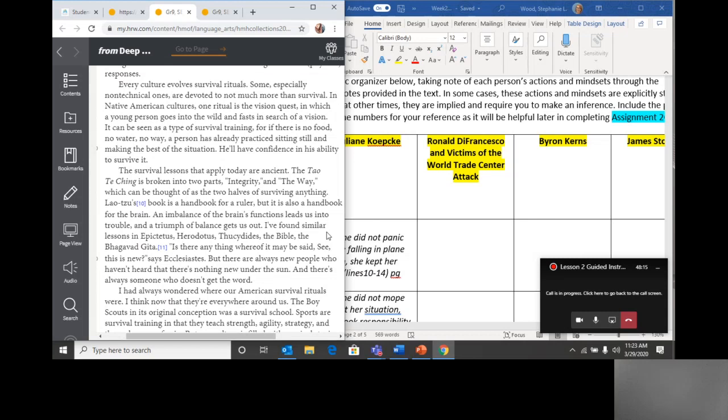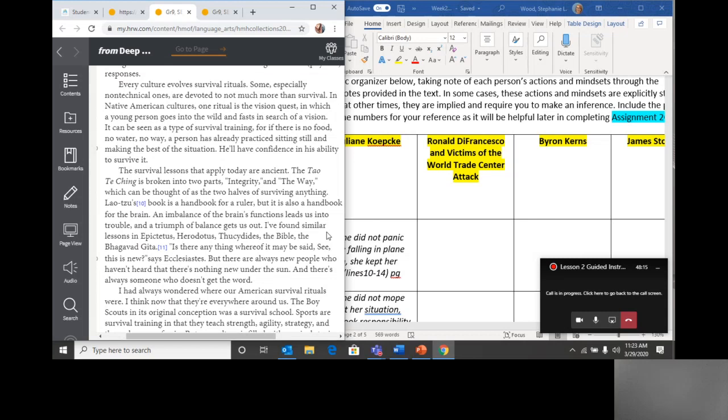I have always wondered where our American survival rituals were. I think now that they're everywhere around us. The Boy Scouts, in its original conception, was a survival school. Sports are survival training in that they teach strength, agility, strategy, and the endurance of pain. But our culture is filled with survival stories as well, just like the video you watched in the beginning. Cool is the ultimate American conception of the survival model. James Stockdale, so this is our last guy, so we want to pay attention to the actions and mindset he has to stay alive.